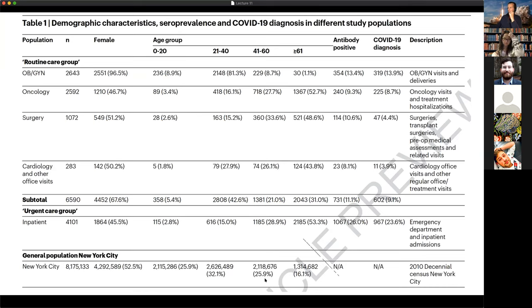And they give you representative statistics for all of New York to say that what they're sampling is not too different from the population in New York, right? So you would expect, again, about half and half male and female, and some demographic distribution. And you can see that, for example, in New York, 16%, so one in six people, are over 61. And this sample is obviously more heavily weighted towards those.